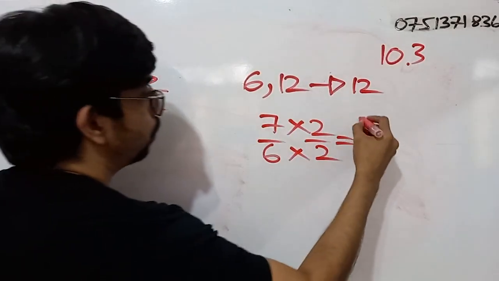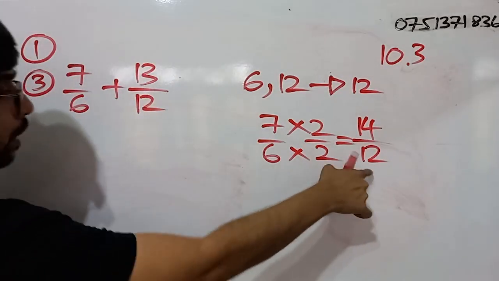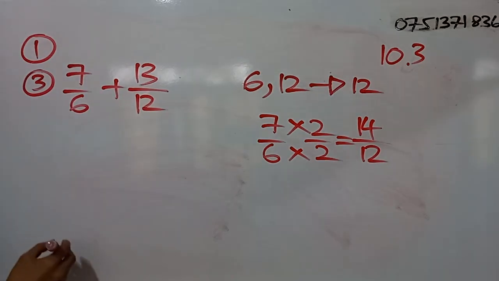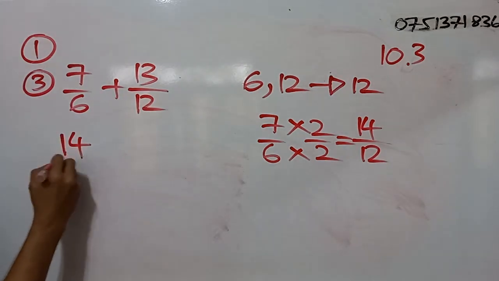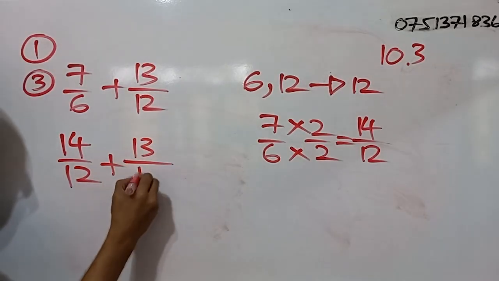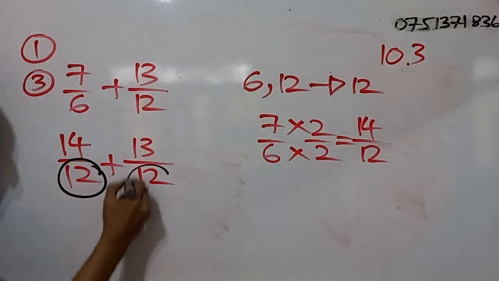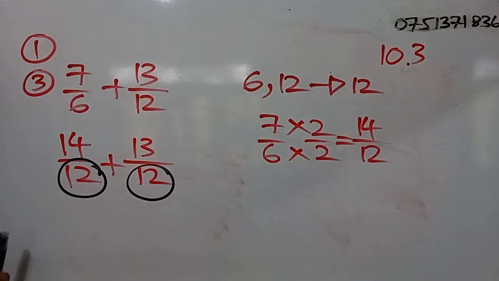So, 7 by 6, I have to multiply both denominator and numerator by what? 2. 7 into 2, that is 14. 6 into 2, that is 12. Now these 2 fractions are equivalent fractions. So I can write 14 by 12 instead of 7 by 6. The other fraction will be 13 by 12. Now both of these fractions have the same denominator, so the answer will have the same denominator, which is 12.